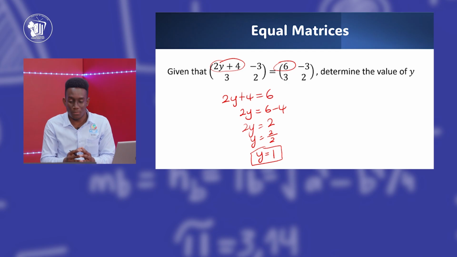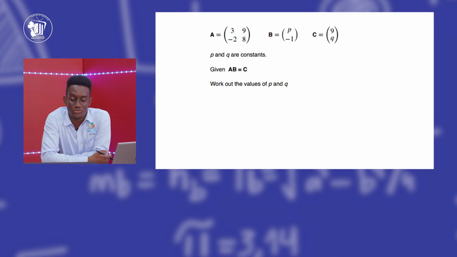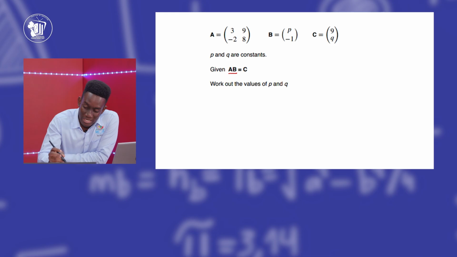Now let's move on to another example. This example says, if A is equal to 3, negative 2, 9, 8, and B is equal to p, negative 1, and C is equal to 9q, p and q are constants. Given that AB is equal to C, work out the values of p and q. When we multiply AB, that will give us C. So we need to work out AB.